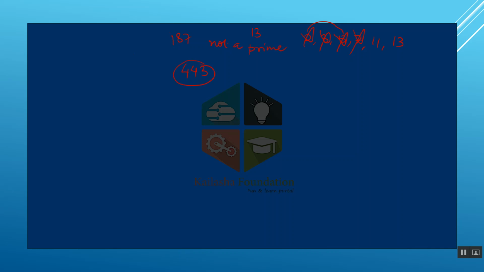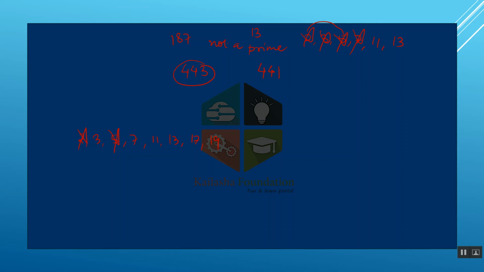Now 443, closest perfect square is 441, that is 21 square, so 21. What are the primes below 21? 2, 3, 5, 7, 11, 13, 17, 19. We have to check the divisibility of 443 by these primes only. Okay, not 2, not 5.